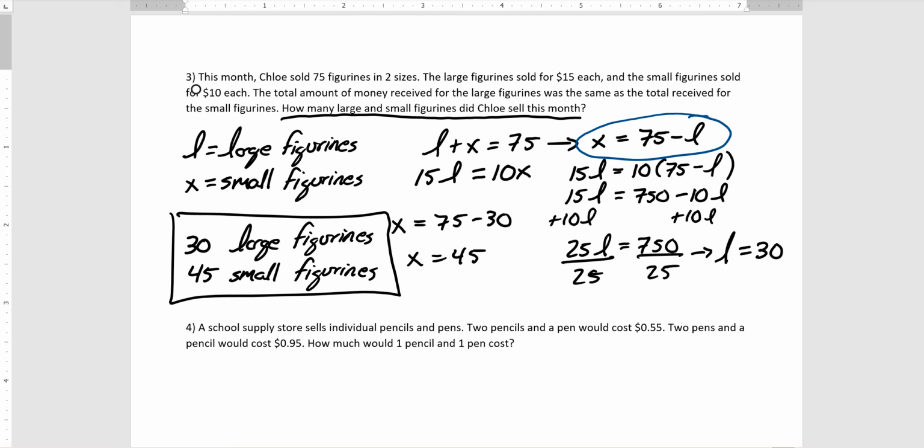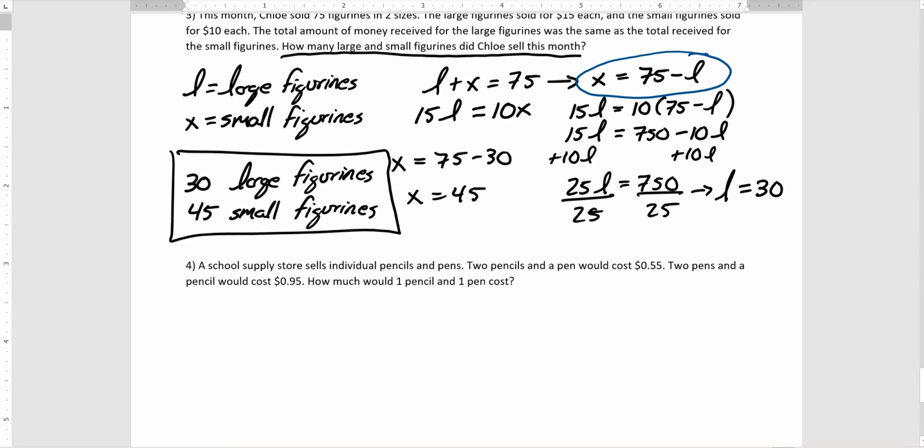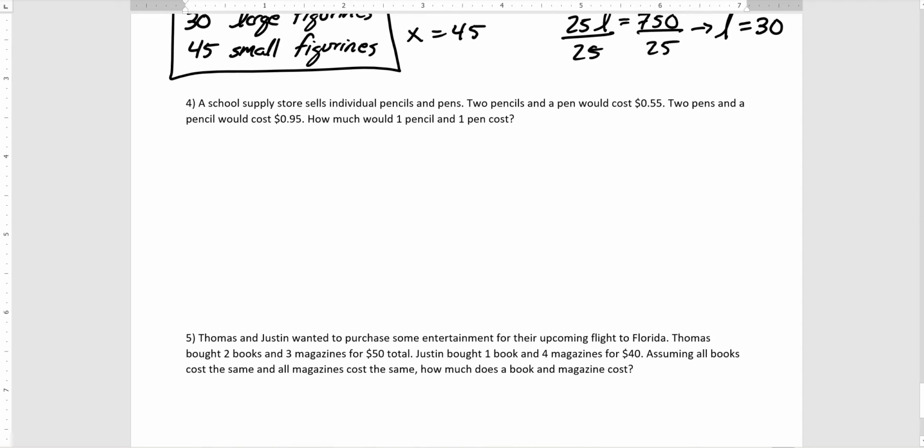Alright, go ahead and try number 4 on your own. Identify your variables, set up a system, solve it, answer in the context. Let's see how you do. Pause the video, and then we'll check it together when you're done.